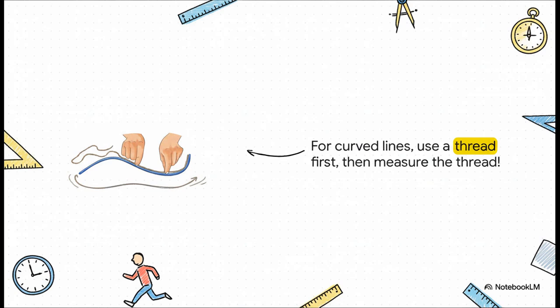But wait, what if you have to measure something curvy, like an arch or a winding path? A straight ruler won't work, will it? Well, there's a really clever trick for this. Just take a piece of thread, lay it carefully along the curved line, mark where it starts and ends, and then just straighten out the thread and measure it with your scale.